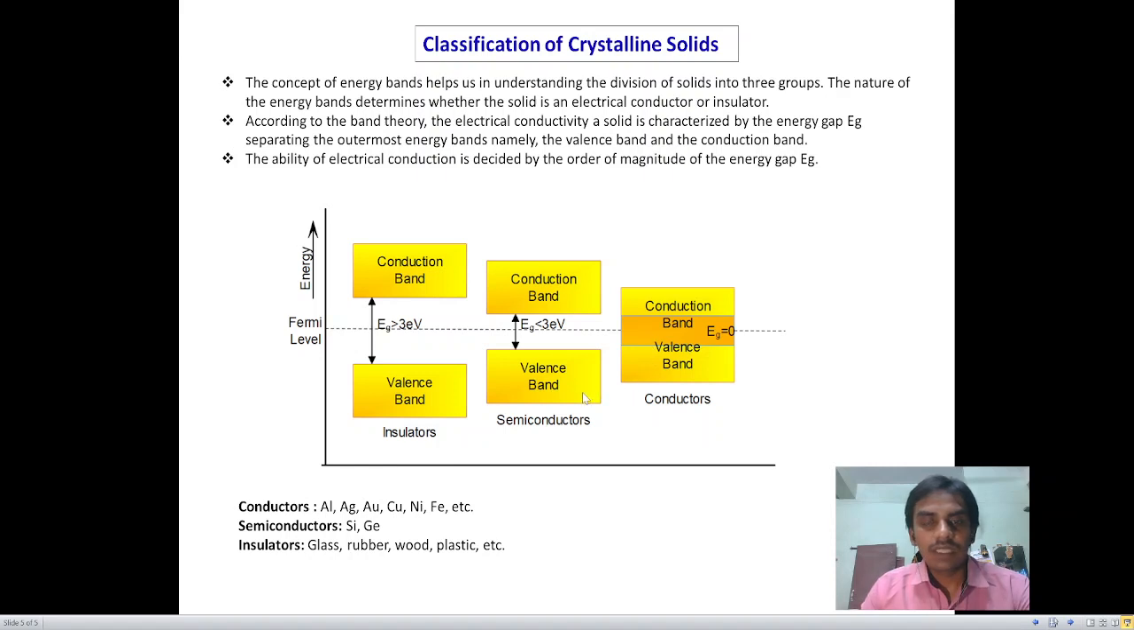Coming to the electrical conductivity, it is very low for insulating materials, and the conductivity of semiconductors is in between insulators and conductors. The conductivity is very high for electrical conductors, for example aluminum, silver, gold, copper, nickel, etc.